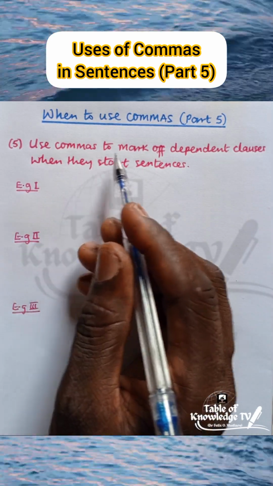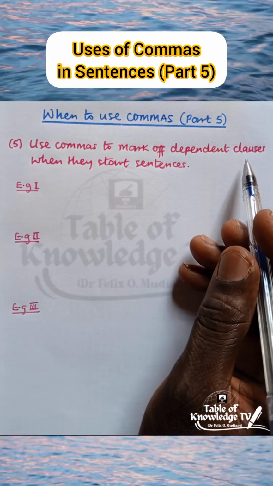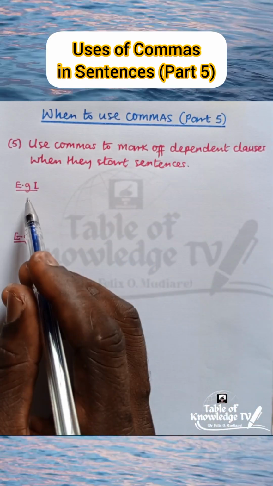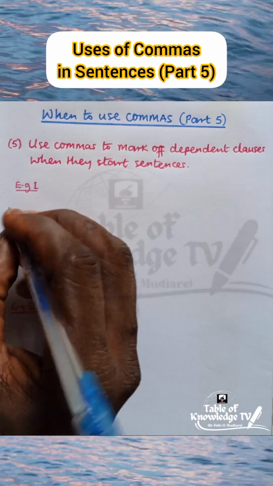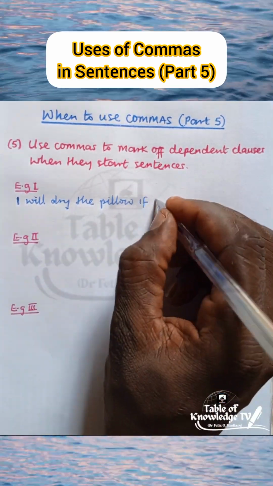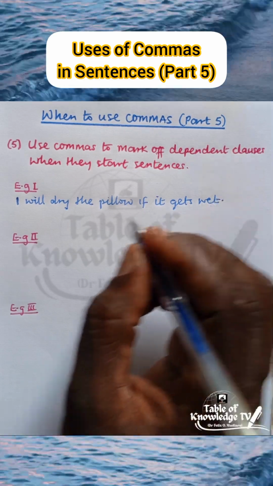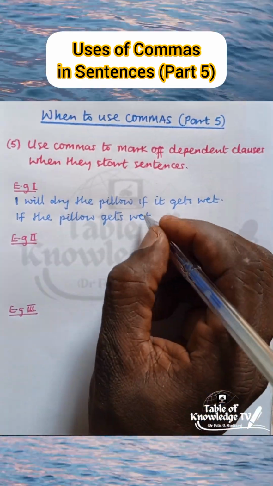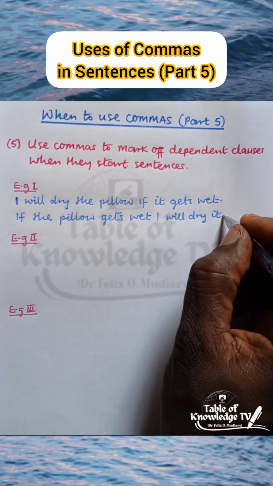Use commas to mark off dependent clauses when they start sentences. Example 1. Here is the sentence: I will dry the pillow if it gets wet. Here is the second sentence: If the pillow gets wet, I will dry it.